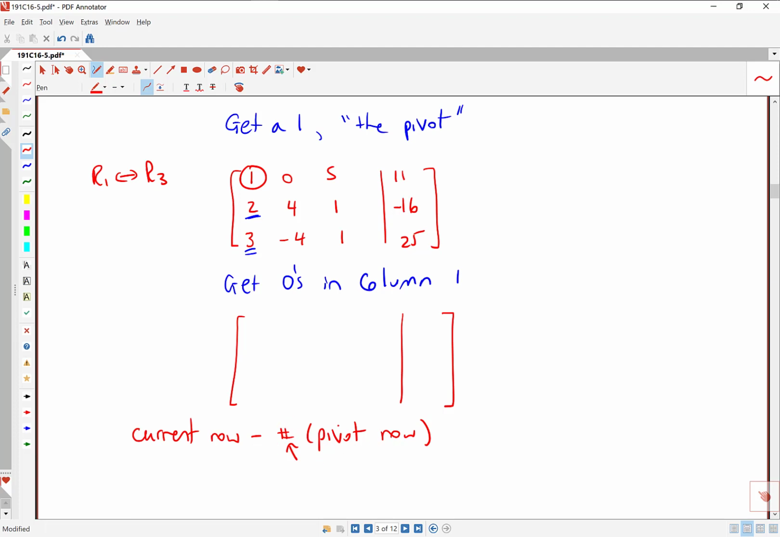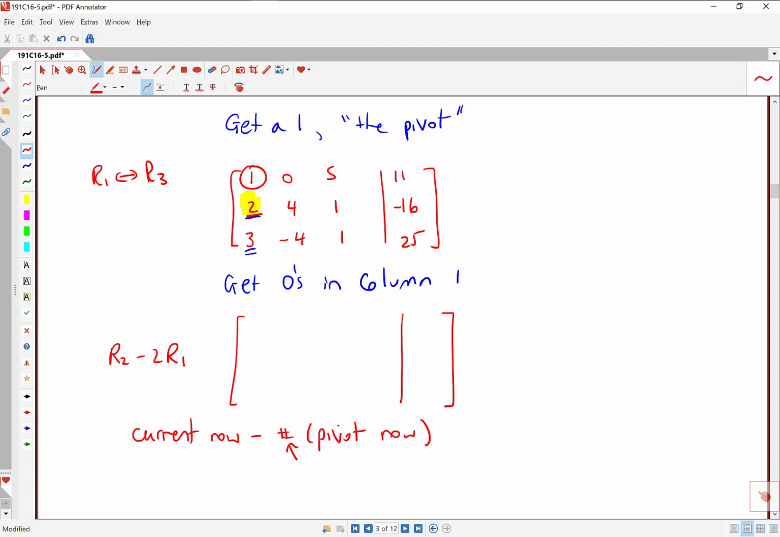If the number you're trying to eliminate is negative, then you'll actually be adding on a multiple of your pivot row. So for example, to get rid of the 2 that we're seeing right here, we would go row 2 minus 2 times row 1. So our current row is row 2.